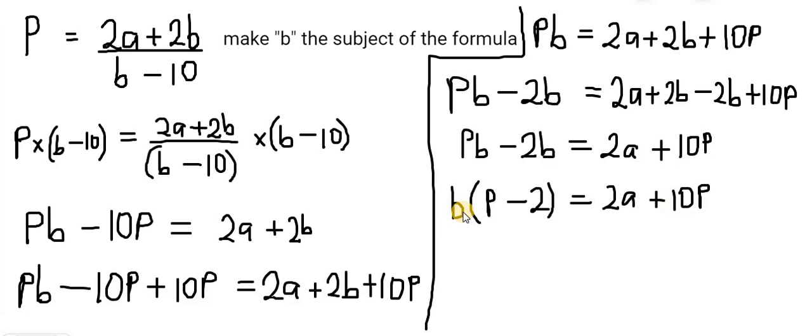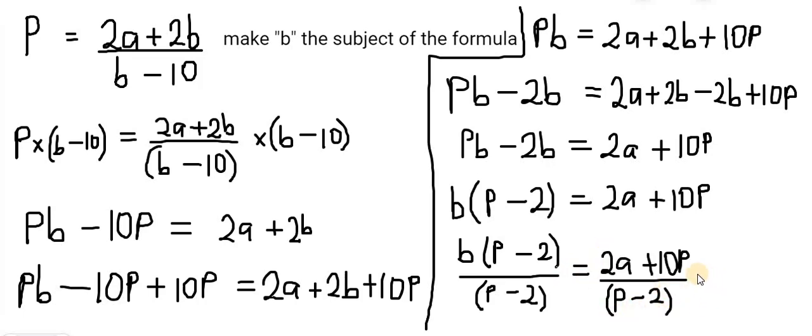Now, b is attached to p minus 2 by an invisible multiplication sign. Okay? So to get rid of p minus 2 from around b, you have to use the opposite or inverse sign, which is a division. So I divide the left by p minus 2, and because I've done that to the left, I've got to do that to the right.